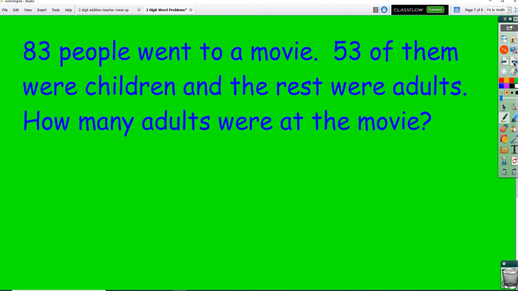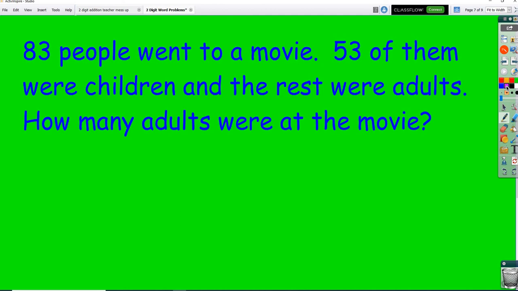All right, so hopefully you've figured this one out and you've got an answer. Even if it's not the correct answer, at least you try. I want you to try. So, let's think about this one. There were 83 people at the movie. 53 of them were children. Everybody else was an adult. How many adults were at the movie?